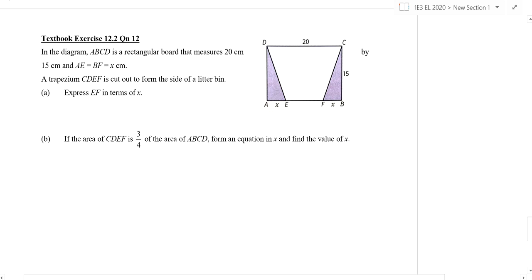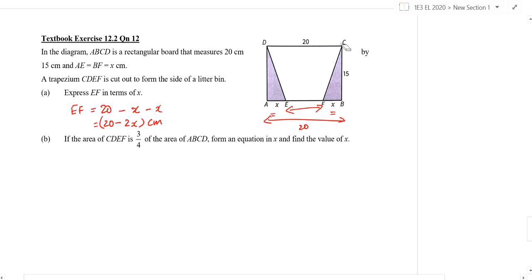Okay, this is the final question of the notes. Here we have a rectangular board, 20 cm by 15 cm, and AE equals to BF, which is X. So they cut out a trapezium to form the side of a little bean, express EF in terms of X. So we see that EF is actually 20 over here, since this is a rectangle, total length 20 minus X minus X. So that will be 20 minus 2X units cm.